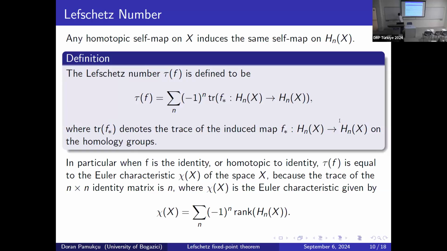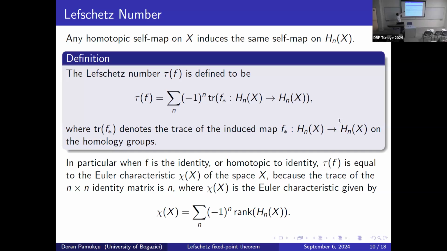First of all, just a quick note: any homotopic self-maps on X induce the same self-map on H_n(X). Now, the maps on X induce maps on homology groups, and if you have homotopic maps, then you will get the same map, which is true because homology is a topological invariant again.